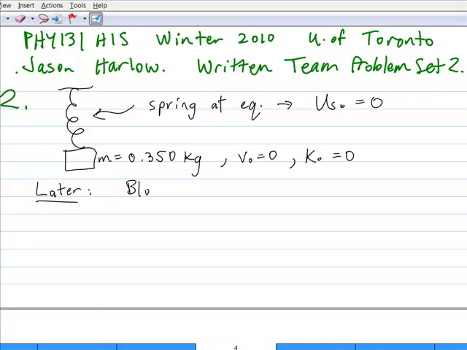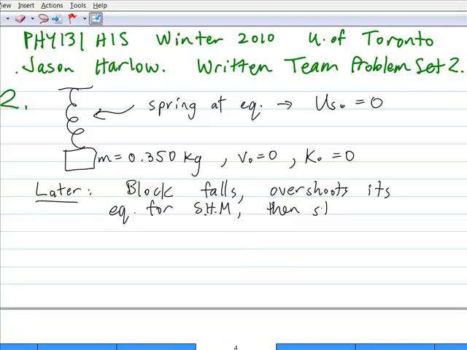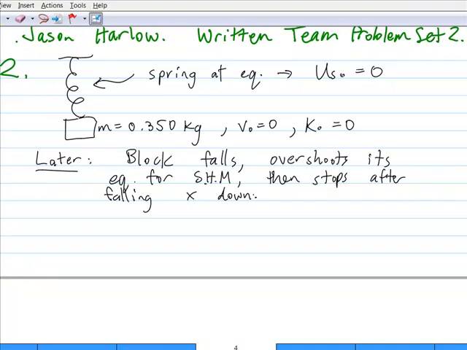So the block falls, overshoots its equilibrium for simple harmonic motion, where the upward force of the spring is equal to the downward force of gravity, and then keeps going until it stops after falling. Let's call the total distance x, x down. Let's draw that.